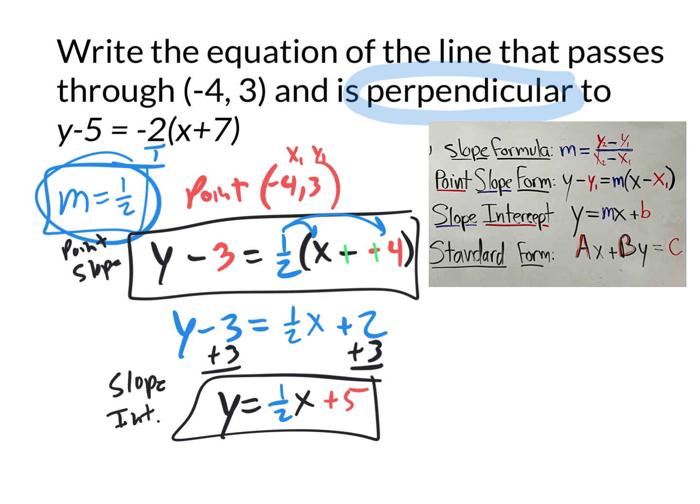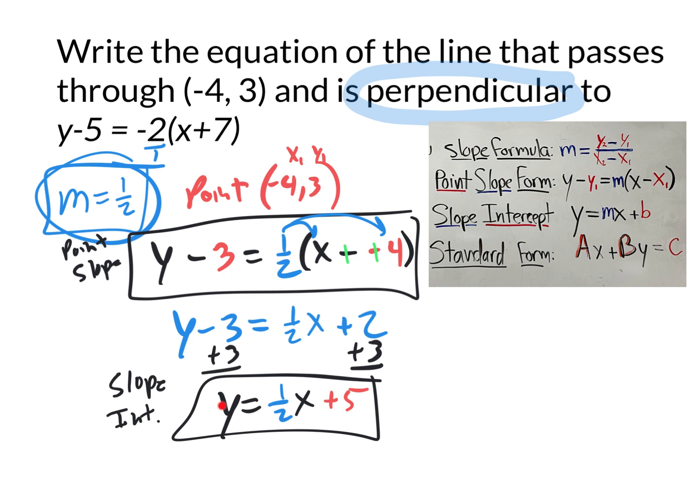All we need left is standard form, which is ax plus by equals c. So all we need to do is move this x term to the other side to have the x's and y's on the left side of the equal sign. Oh, in addition to that, you don't want fractions. So how would you get rid of the fraction 1/2? Multiply everything by what? 2.